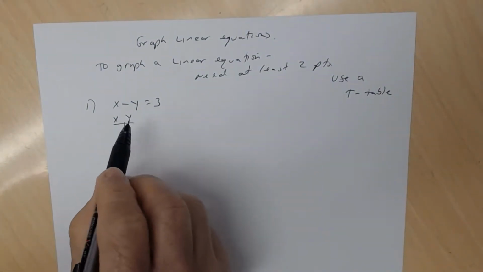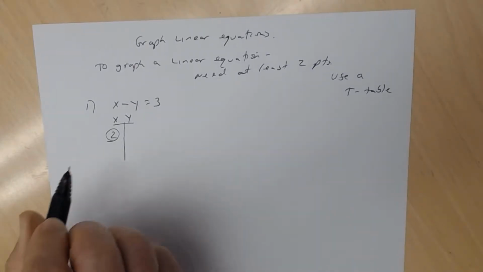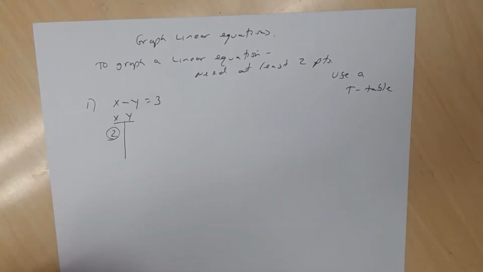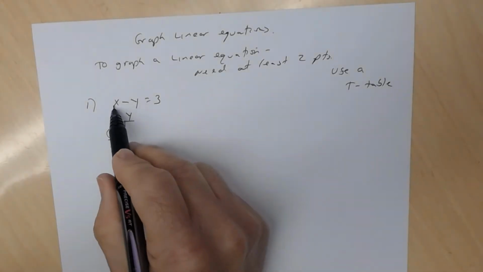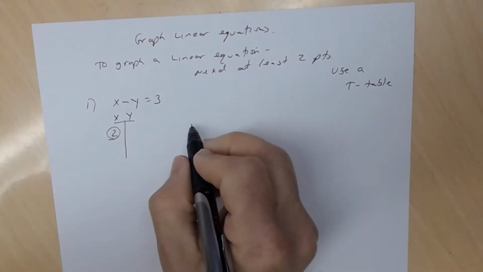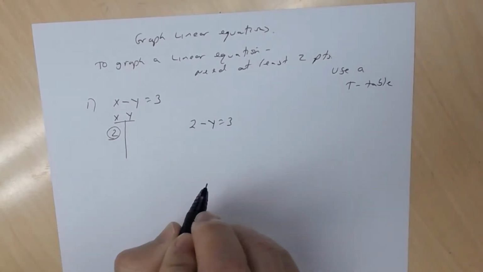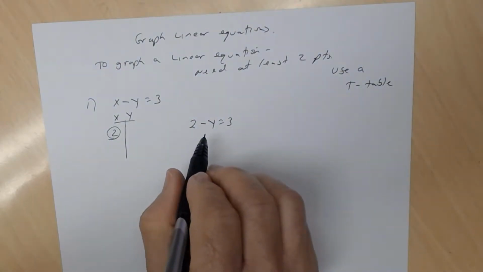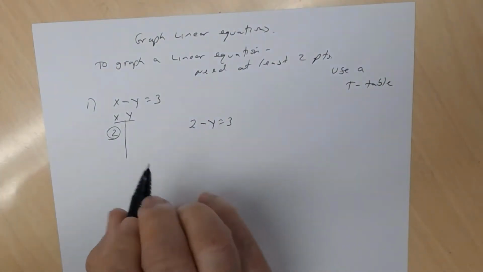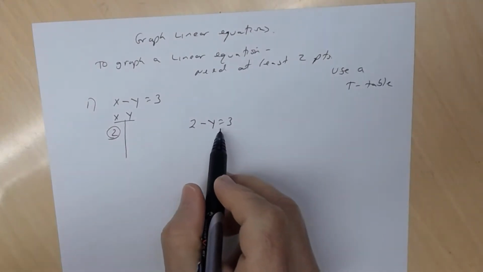All right, so let's suppose in this case that x is 2. So I'm letting x be 2, and I'm circling what I'm substituting. If x is 2, I get 2 minus y equal 3. Now, I've got to get y by itself. Some of you can guess what y needs to be, but let's do this algebraically.